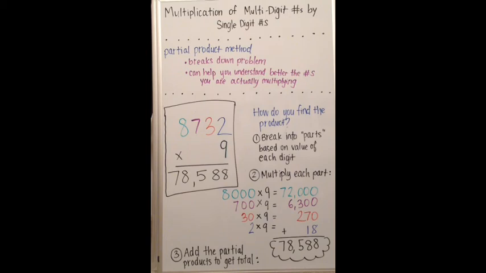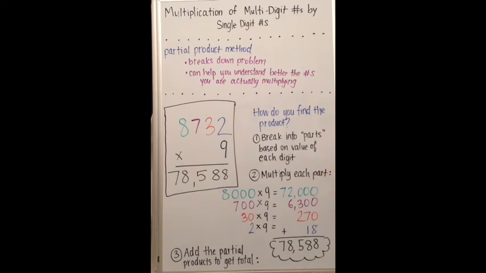So, in this particular problem, how do you find the product? Well, the first step is to break it into parts based on the value of each digit. So that means we're solving a couple different multiplication problems, and then at the end we're going to add them together. So then, after we've broken it into chunks, we can start multiplying. So the first step, I started with the biggest place, which was the 8 in the thousands place. So an 8 in the thousands place gives me a value of 8,000. When I multiply that by 9, I get 72,000. So I recorded that here.